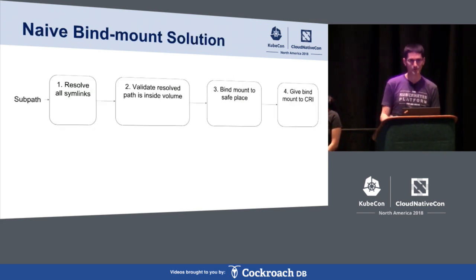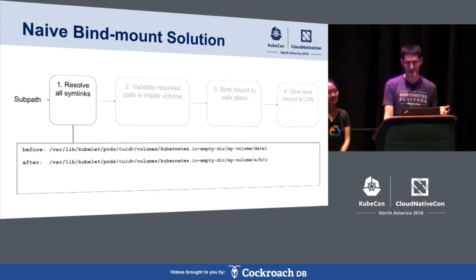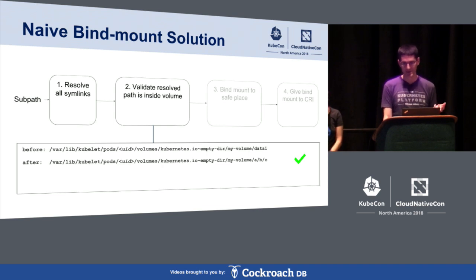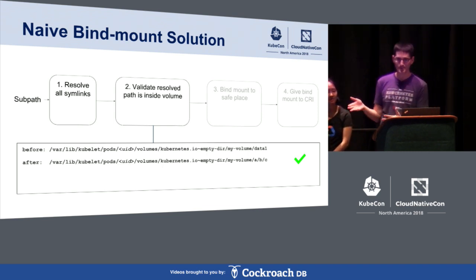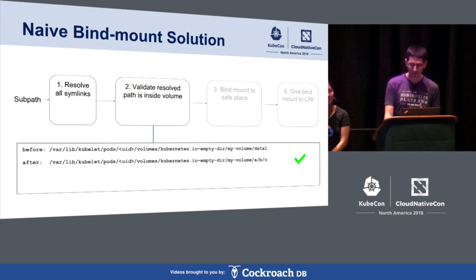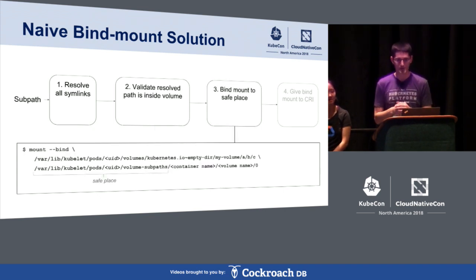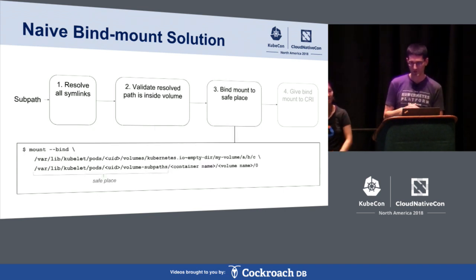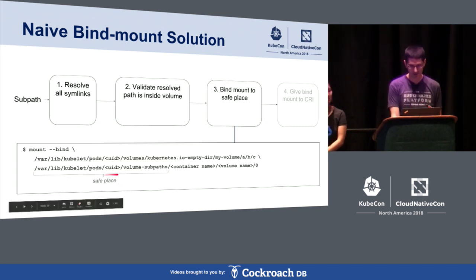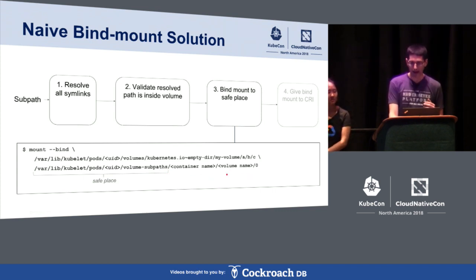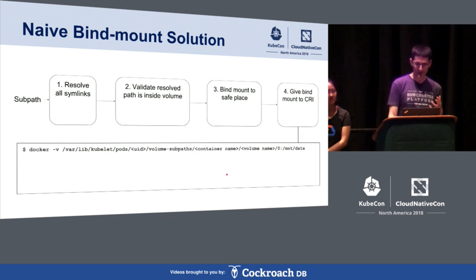So, another very naive and very wrong solution. We check the symlinks as before. We validate that the symlinks are pointing inside the volume, and the user is not trying to cheat. We bind mount the final destination of any symlinks that the user used to a safe place. In this case, it's /var/lib/kubelet/pods/volume-subpath/something unique. And we give this safe place to the container runtime instead of the content of the volume.